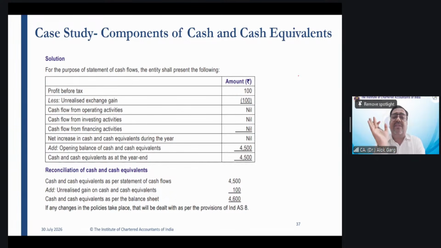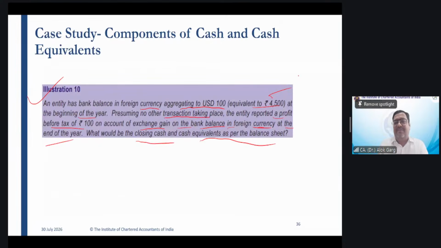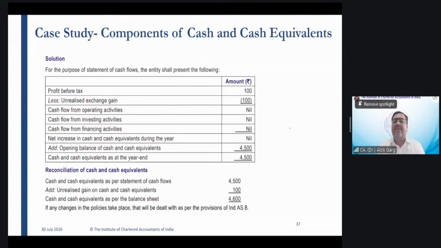Your closing cash and cash equivalent should be 4,600, right? It has to be 4,600. But how does it have to be presented in the cash flow statement? See, in the beginning, this $100 is equal to 4,500 and no other transaction is taking place. There is a PBT of 100 on account of exchange gain, and the closing cash and cash equivalent. What would be the closing cash and cash equivalent for the balance sheet? So how does it have to be shown?